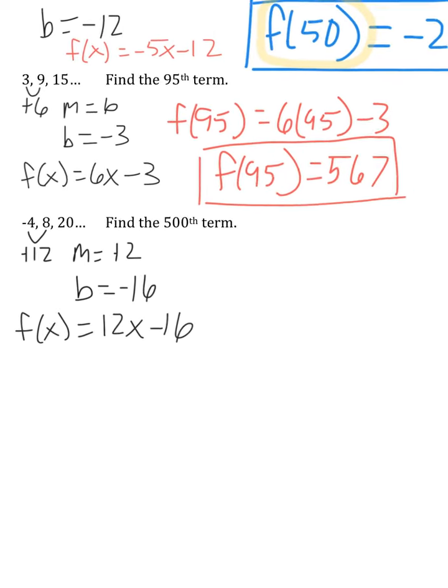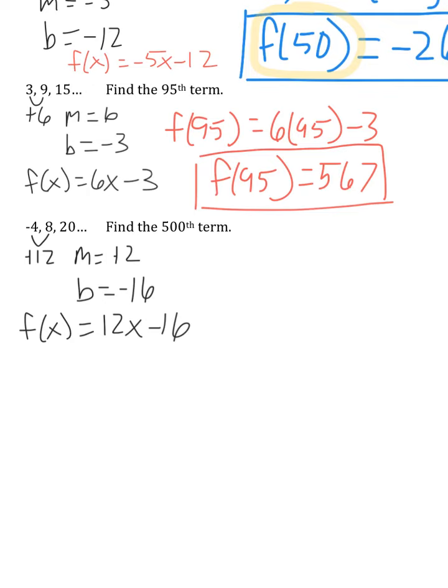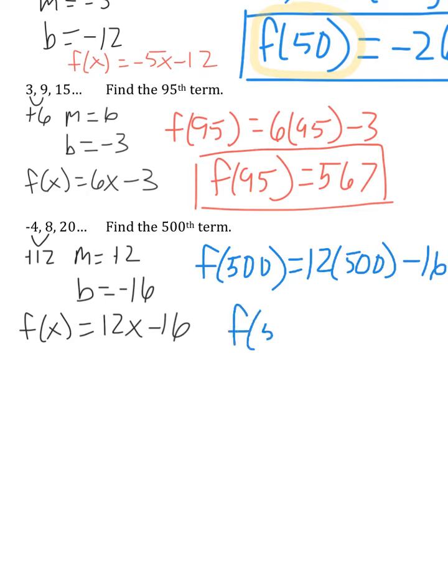And now we want to find our 500th term in our sequence. That seems like it would be really challenging, because you don't want to write out 500 terms. But if we just use our function, we can see that f of 500 is going to be equal to 12 times 500 minus 16. And now that's super easy to plug into our calculator. So we get f of 500, our 500th term in our sequence, is going to be 5,984.